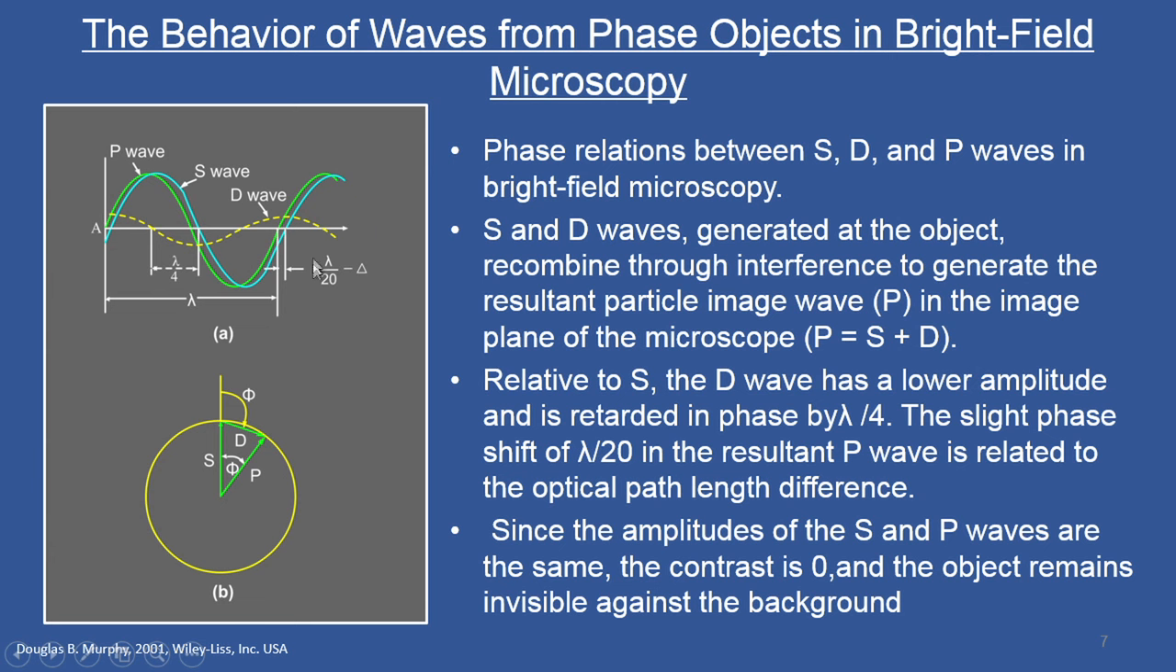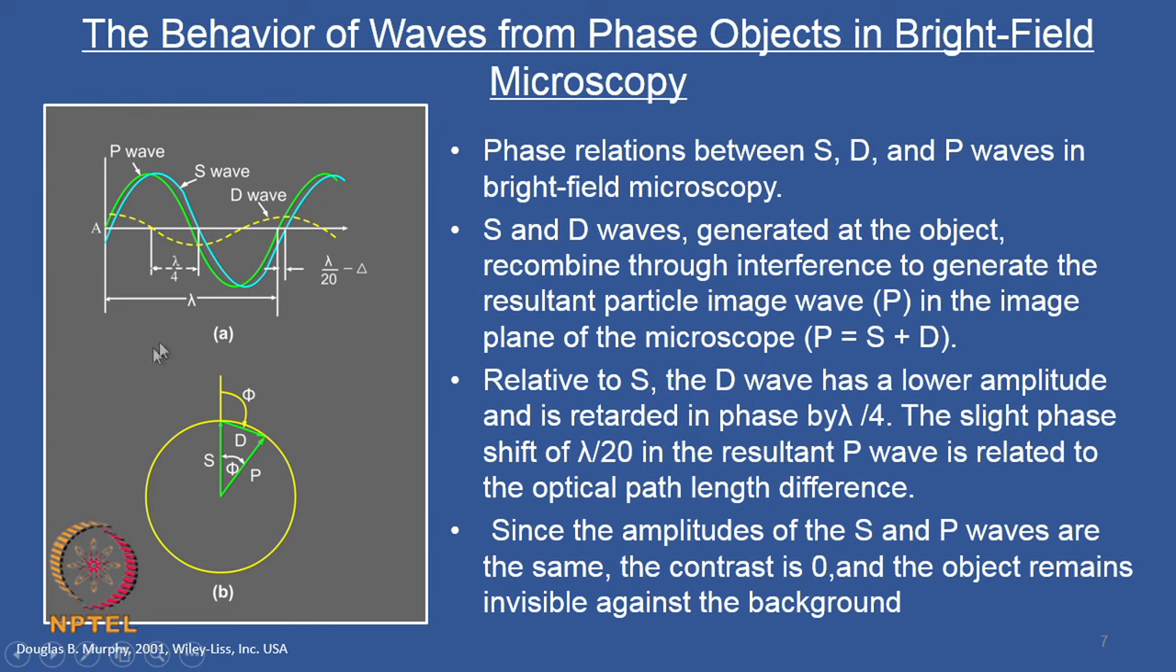So please remember, we assume that these are the rays which are coming out of a phase object when they are in the bright field illumination. So let us see the phase relations between S, D and P waves in the bright field microscopy. Please understand, it is also important that we have seen in some of the introductory concepts the coherence of illuminations. So in this assumption, it is stated that your S and D and P will have a specific phase relations. That comes from the coherence of illuminations.